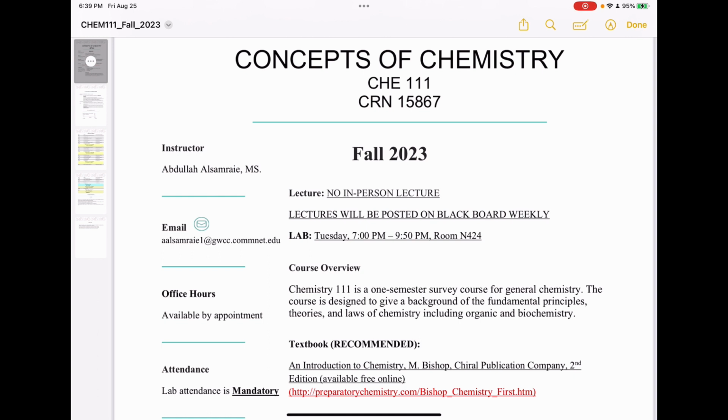The lab, however, we will be meeting in person, and that will be happening once a week on Tuesdays from 7 to 9:50 p.m. That would be in room North 424 on the Gateway Community College campus.